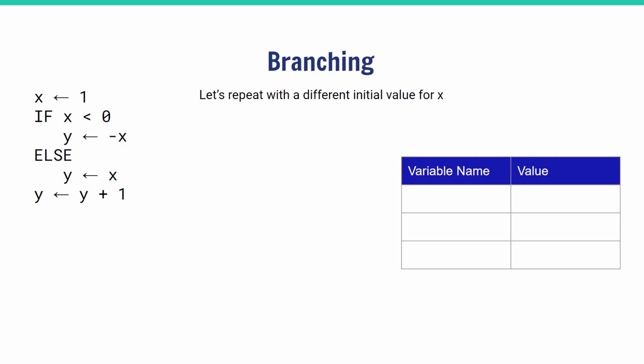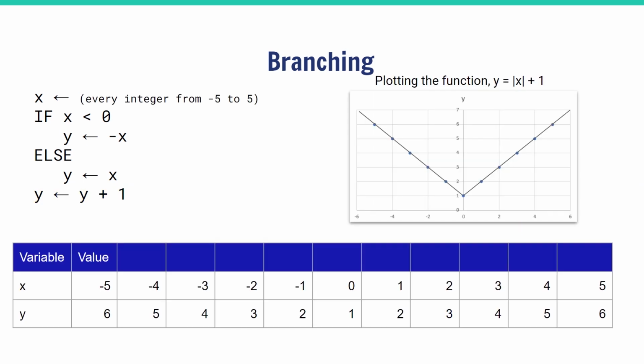Similarly, if x was assigned the value of 1, the condition is now false. We evaluate the lines of code indented and underneath the else statement, and then as before, we execute all the lines of code that are unindented after the if sequence. So repeating that pseudocode for all integers from -5 to 5, we see that that also plots the function y is the modulus of x plus 1.